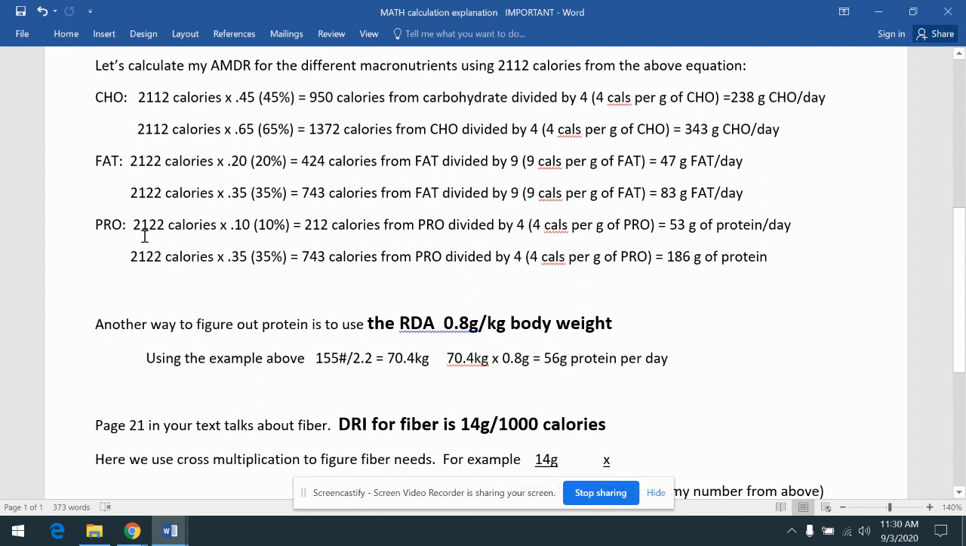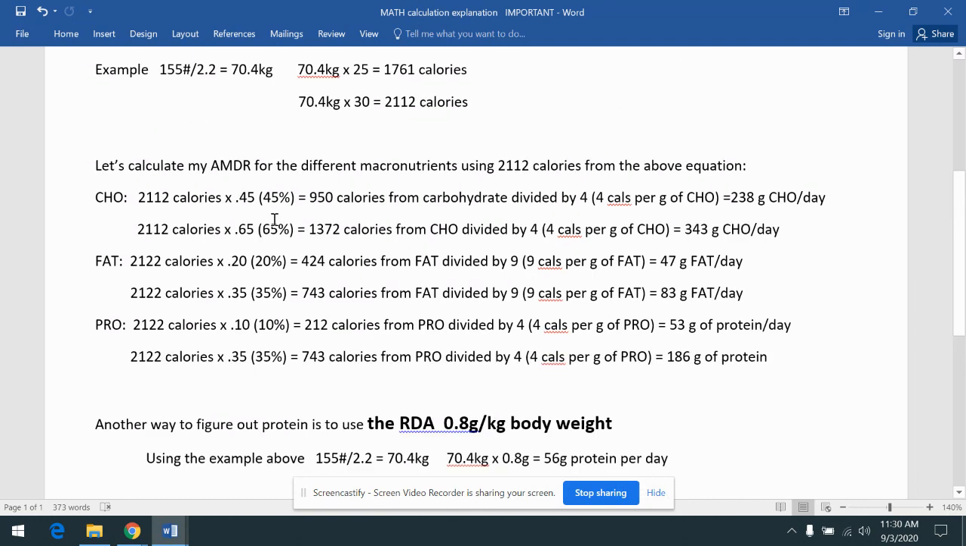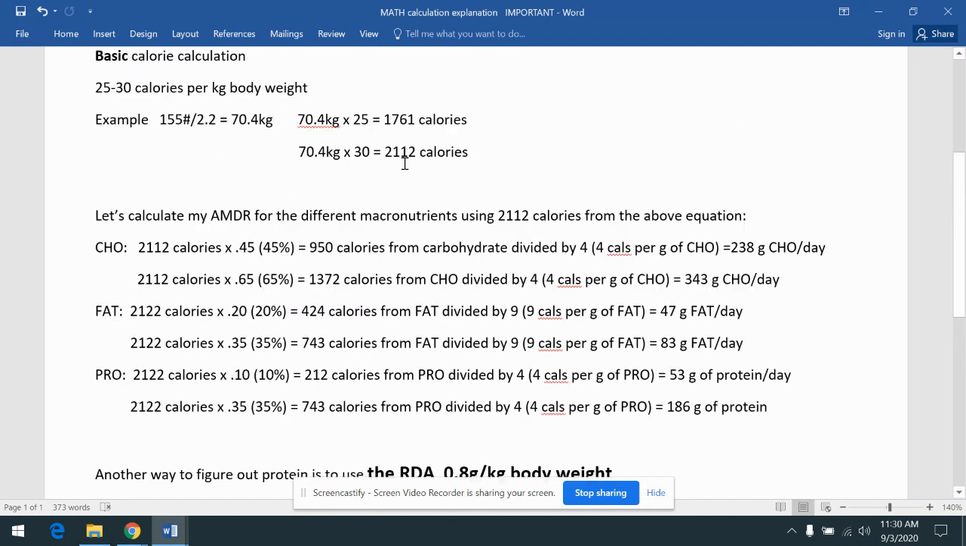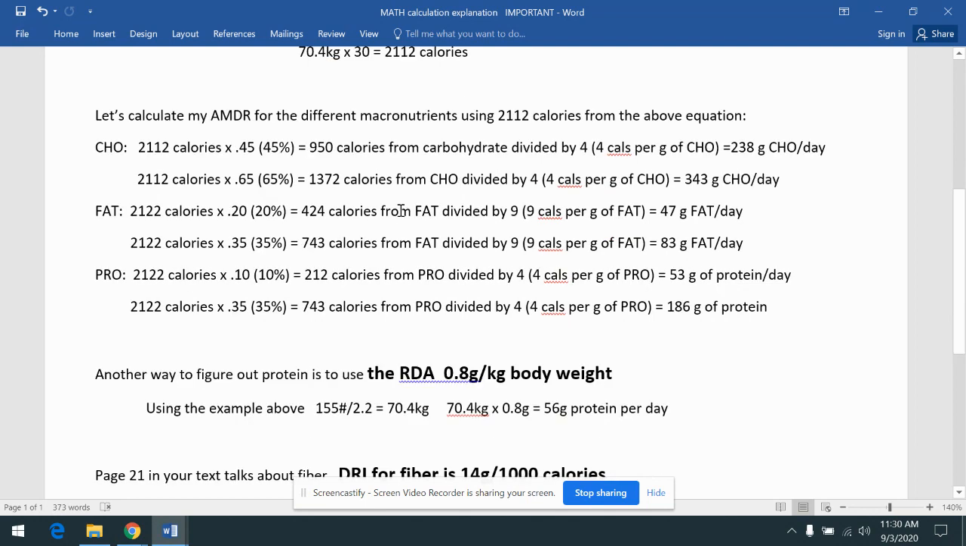When I take 2,122, oops, see, I switched my numbers around. Here I was doing 2011. I got to fix that, y'all. Should be 2,112. When I take that number and I multiply by 0.10, I get the calories from protein, 212. I'm going to divide that by 4 to get 53 grams of protein per day.